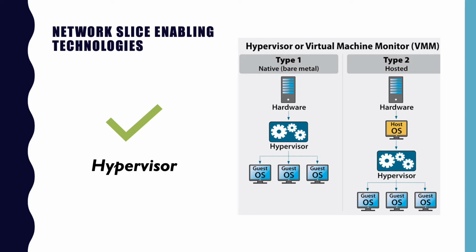There are 2 main types of hypervisor. On the left, the type 1, referred to as a native or bare metal hypervisor, and on the right, the type 2, also known as hosted hypervisor. The type 1 are installed directly on the host machine's hardware, while the type 2 are installed on top of the host operating system.